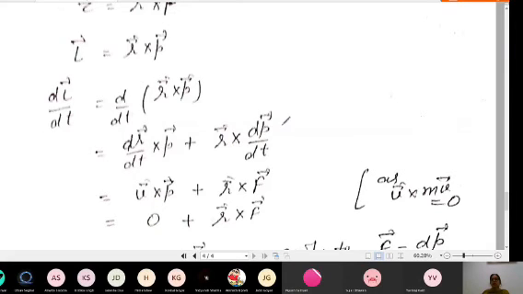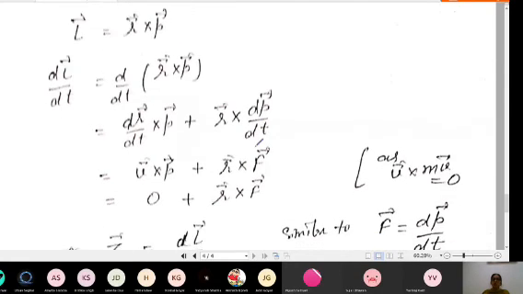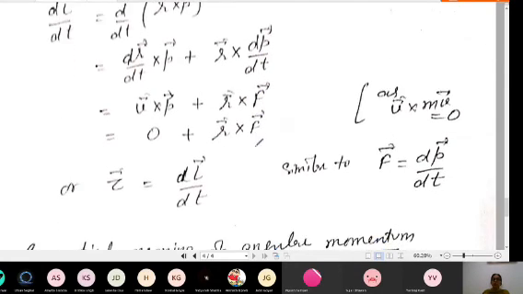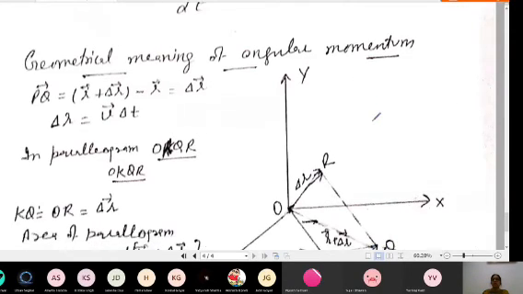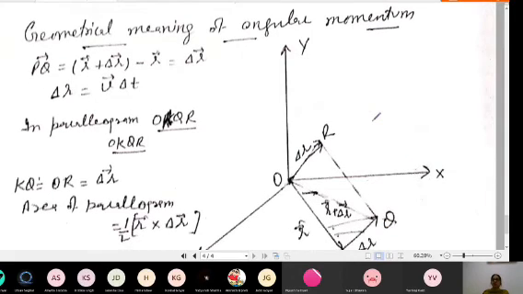And the second term, r cross F, is the value for torque. So this simply verifies that torque is given by dL by dt, similar to your force, which is the derivative of linear momentum. It is important for you to see the geometrical meaning of angular momentum, which can be taken as the proof for Kepler's second law.